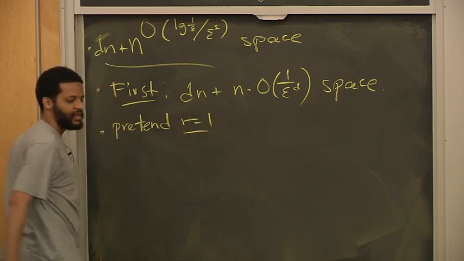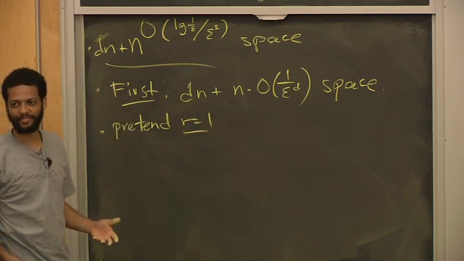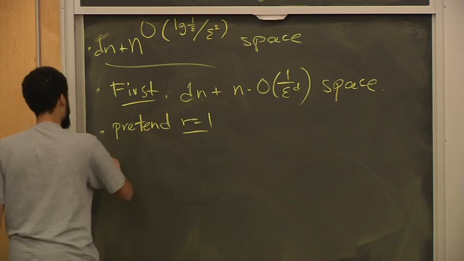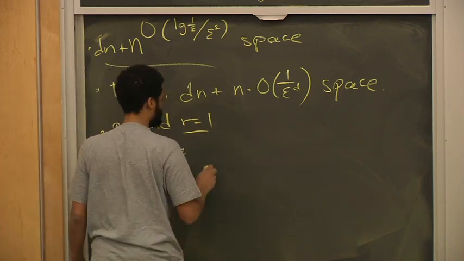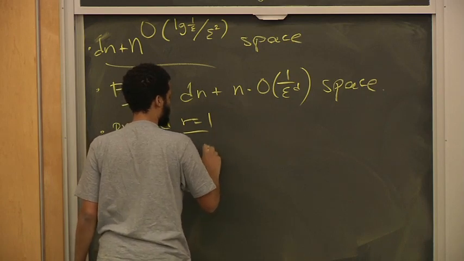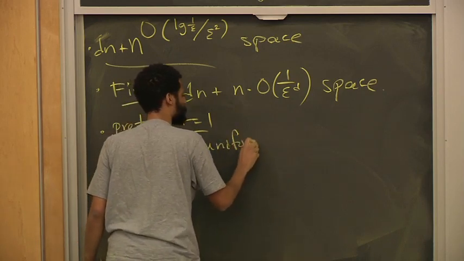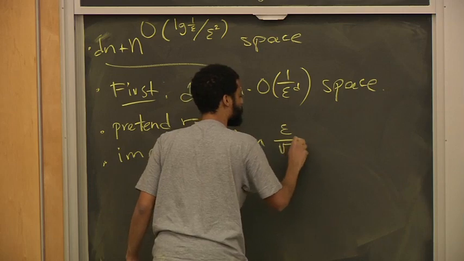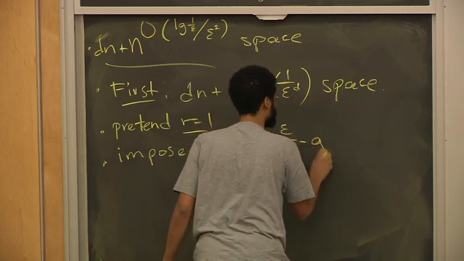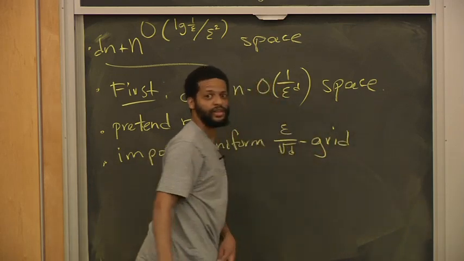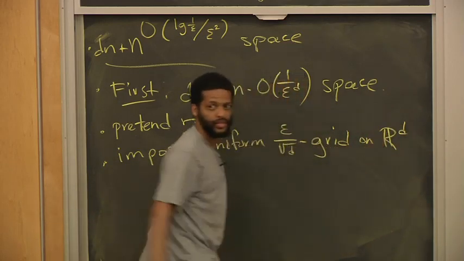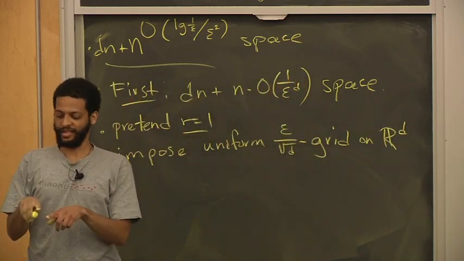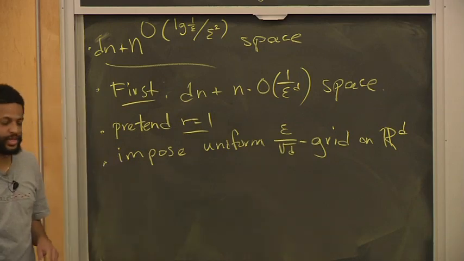OK? The case for general R is basically the same thing. What we're going to do is impose a uniform epsilon over root d grid on R^d. I just mean a grid where all the side lengths are epsilon over root d.